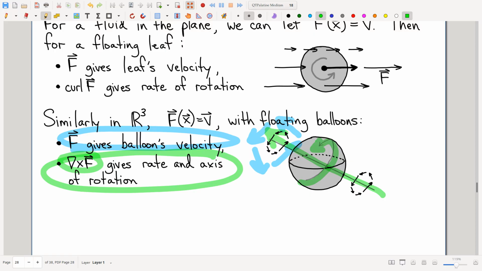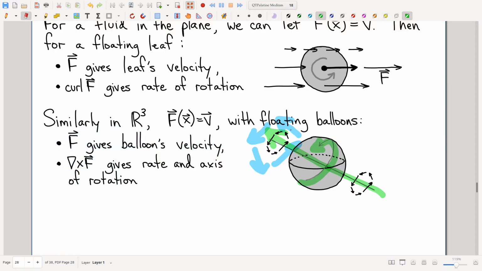Okay, so I hope this is a believable interpretation. This is totally analogous to the take we gave on 2-dimensional curl, and a nice little metaphor.